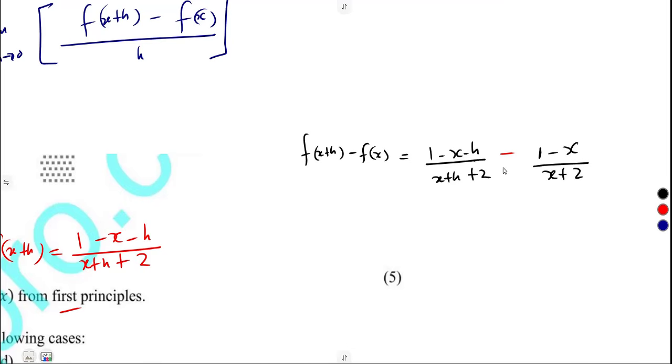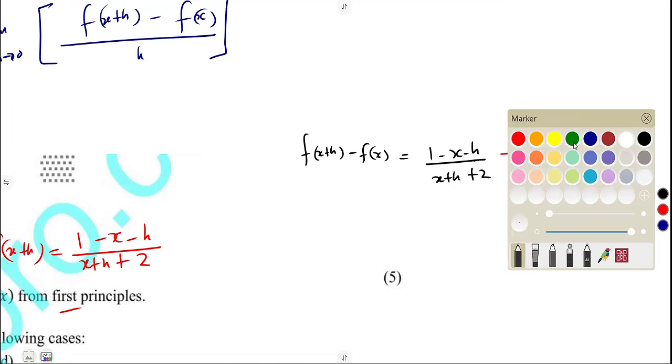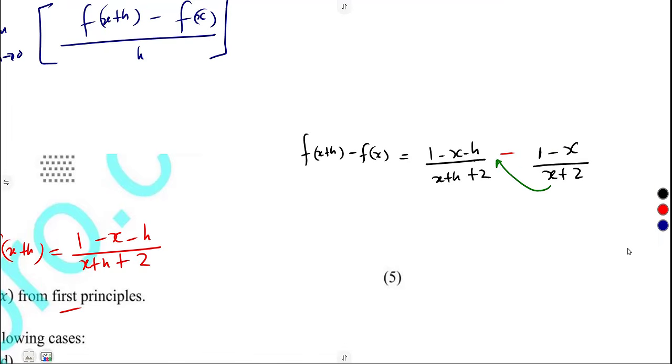Remember, when subtracting, what we simply need is to have the same denominator. We can find the LCD of the denominators, or you can simply interchange. We take the x plus h plus 2 to the other side, then we take the x plus 2 to the other side, so we can simply add in that manner. All right, so this is what I'm trying to say. We can simply take the x plus 2 this side, so it's going to be x plus 2 over x plus 2. This side, you take this one to the other side, so it's going to be x plus h plus 2 over x plus h plus 2.